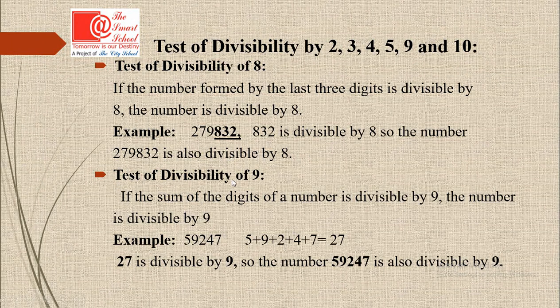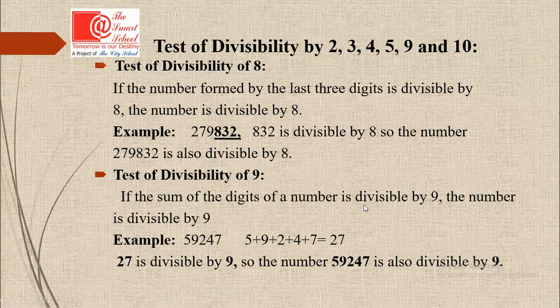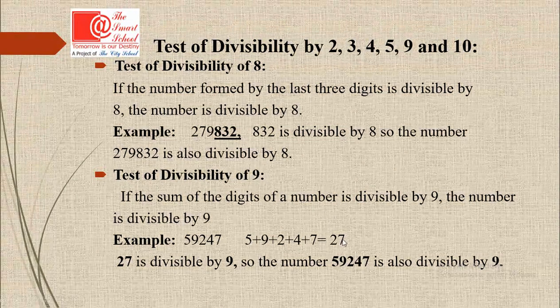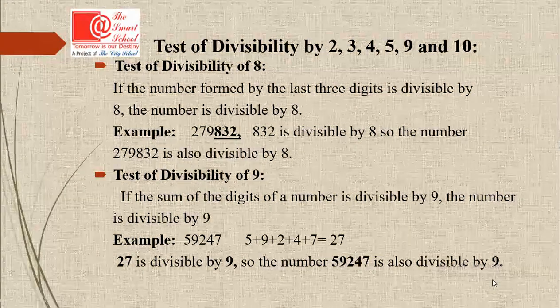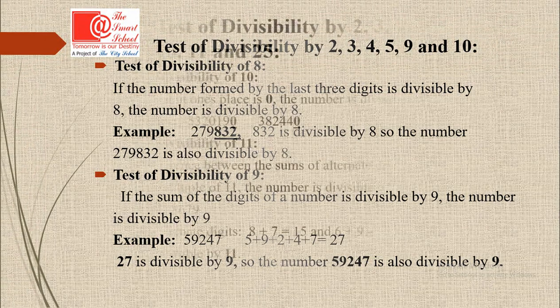Now test of divisibility of 9. It is same as 3. If the sum of the digits of a number is divisible by 9, the number is divisible by 9. So we can see this is 59,247. When we will add up the digits, it will be 27, and we know that 27 is divisible by 9. It means this whole number is divisible by 9.